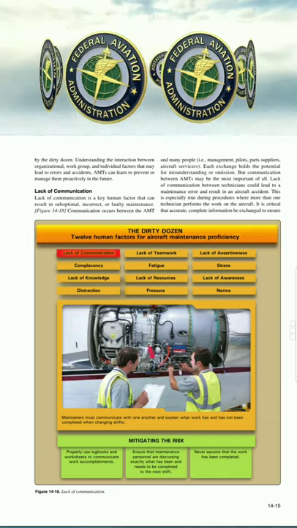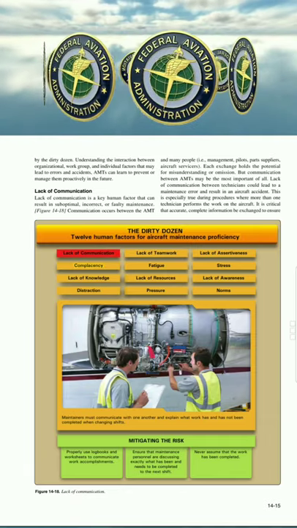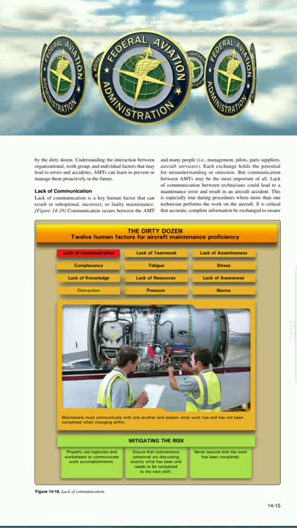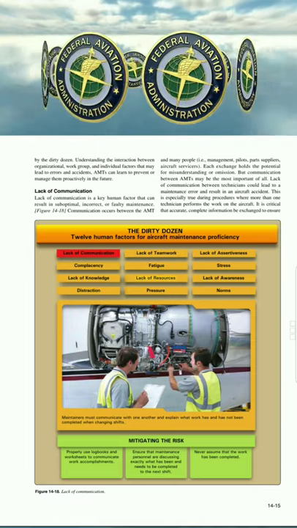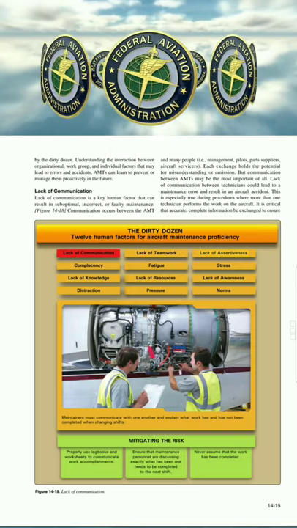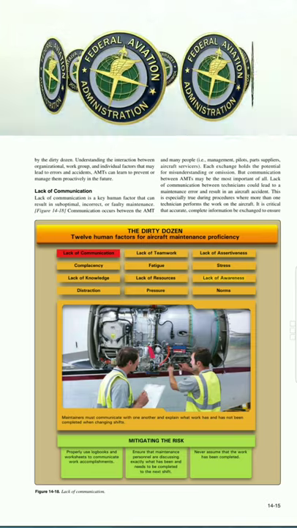The Dirty Dozen: 12 human factors for aircraft maintenance proficiency. Lack of communication. Complacency. Lack of knowledge. Distraction. Lack of teamwork. Fatigue. Lack of resources. Pressure. Lack of assertiveness. Stress. Lack of awareness. Norms.